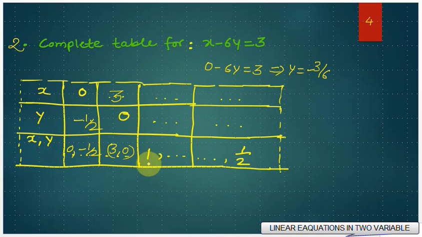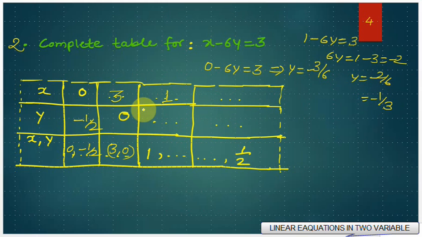Now in the third column, x is given as 1. That is this one, 1. Now what is the value of y? If I put x is equal to 1, then this is 1 minus 6y is equal to 3. So 6y is equal to 1 minus 3 is equal to minus 2, and y is equal to minus 2 upon 6 is equal to minus 1 upon 3. So put this value in: minus 1 by 3. So (x, y) is (1, minus 1 by 3).